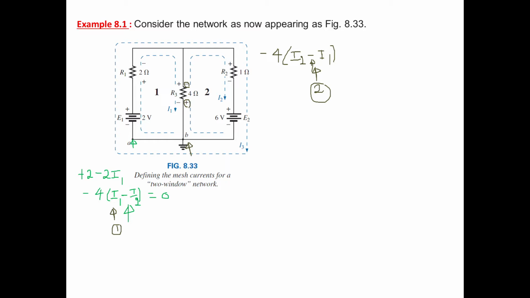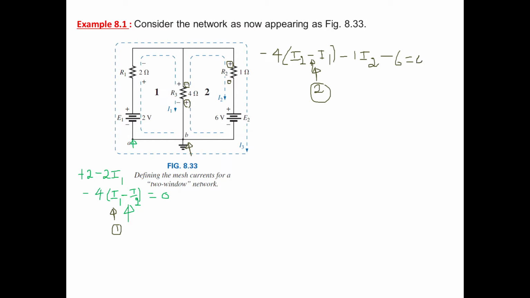Now come to the next element, plus to minus. Again a drop, so minus 1. What is the current? Only one mesh current is flowing and that current is I2, so minus I2. Now the next element, positive to negative, so a drop. Minus 6 is equal to 0. So these are the 2 equations.